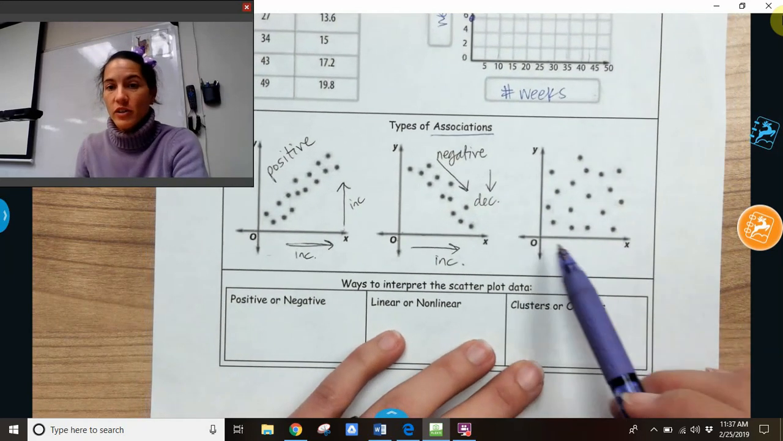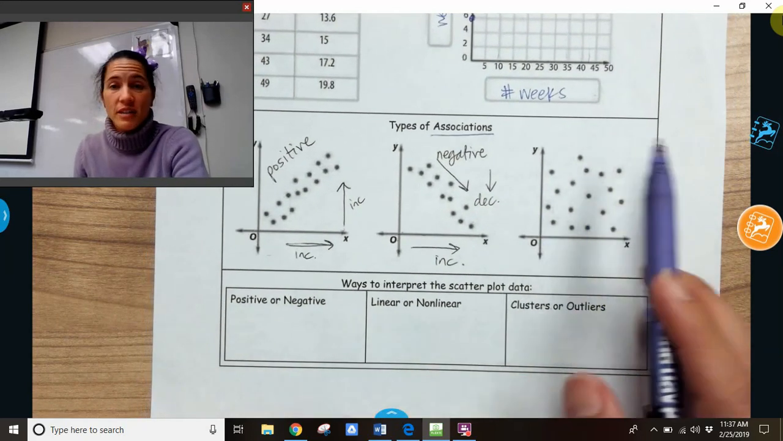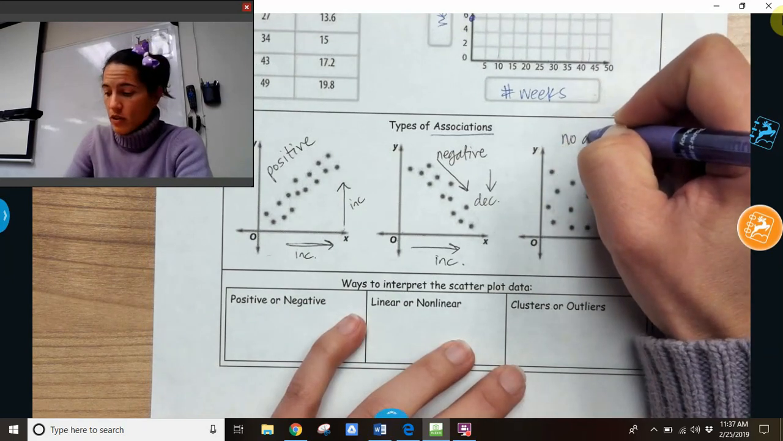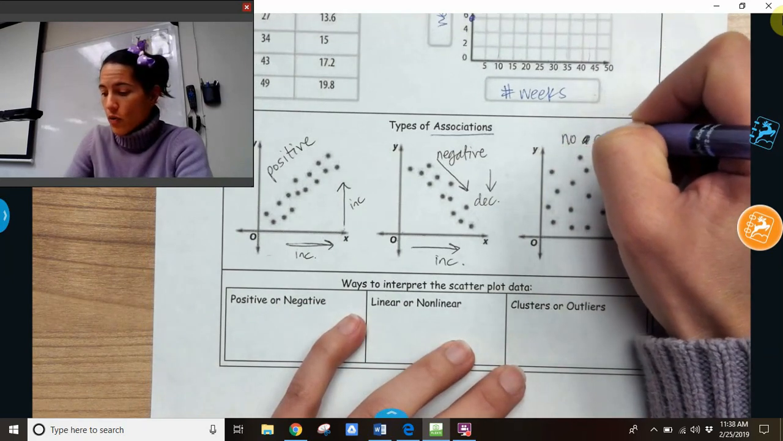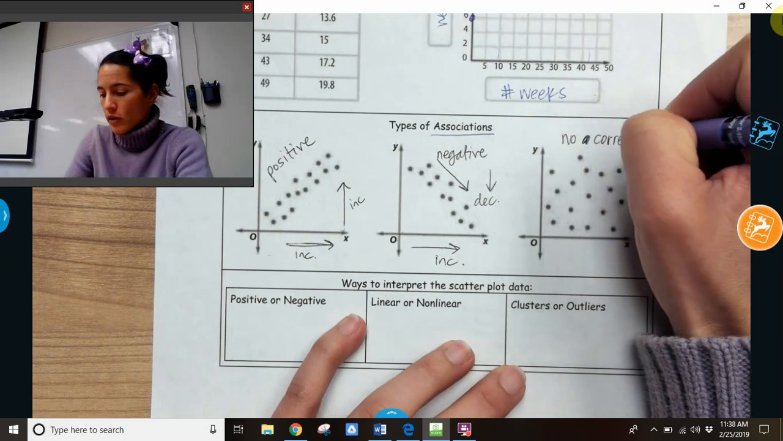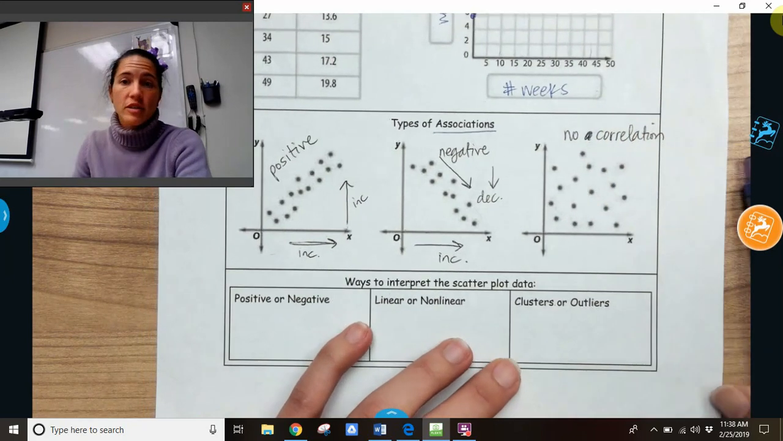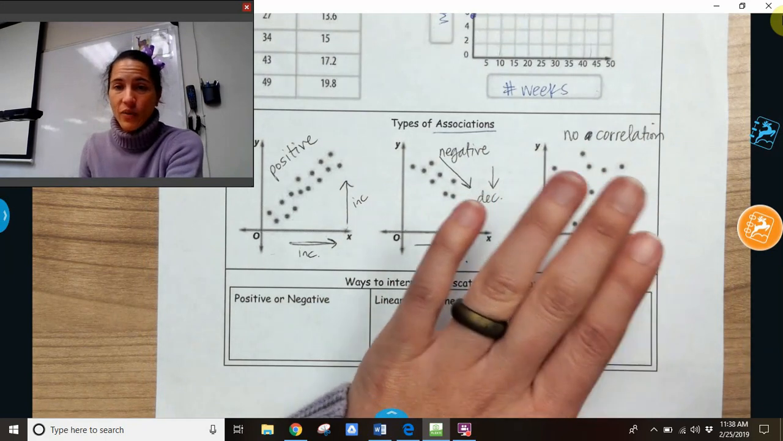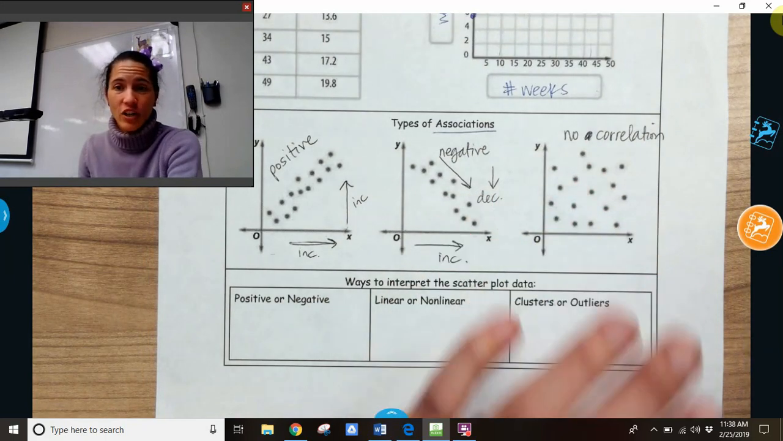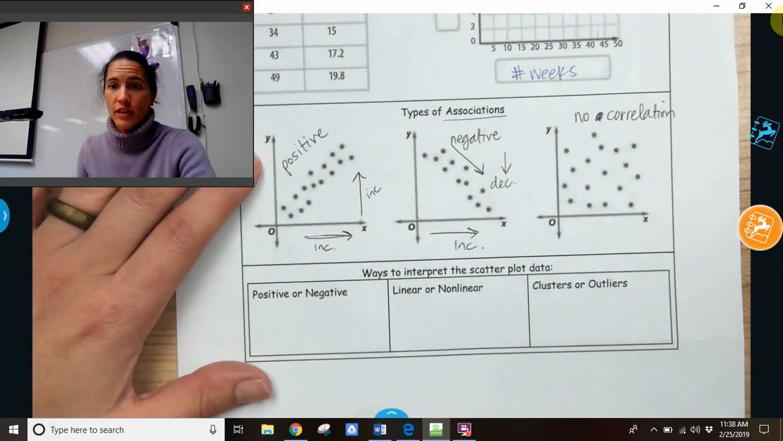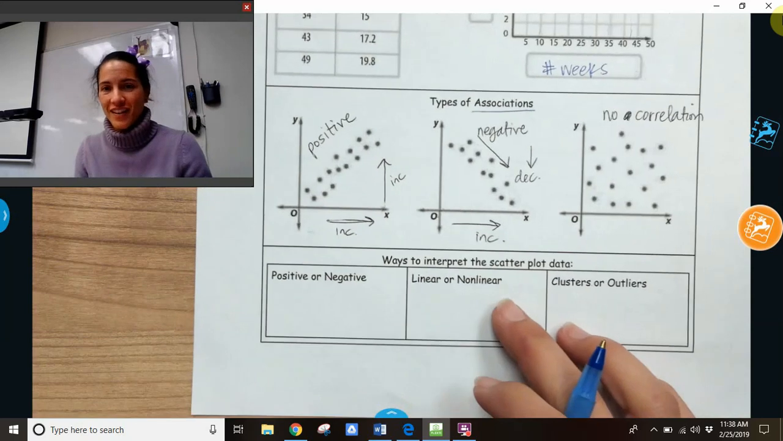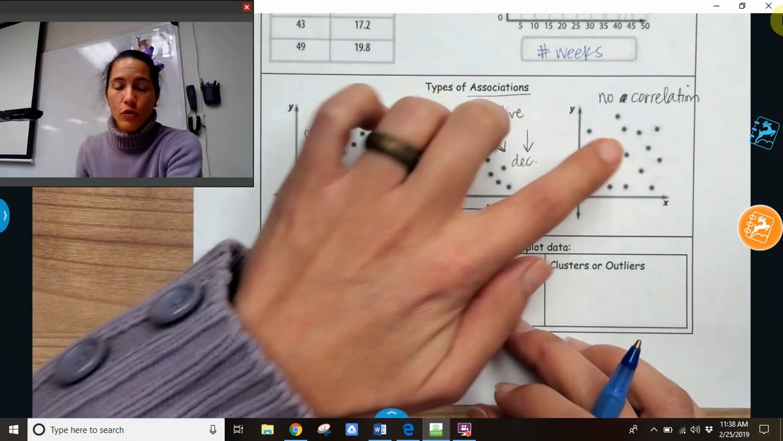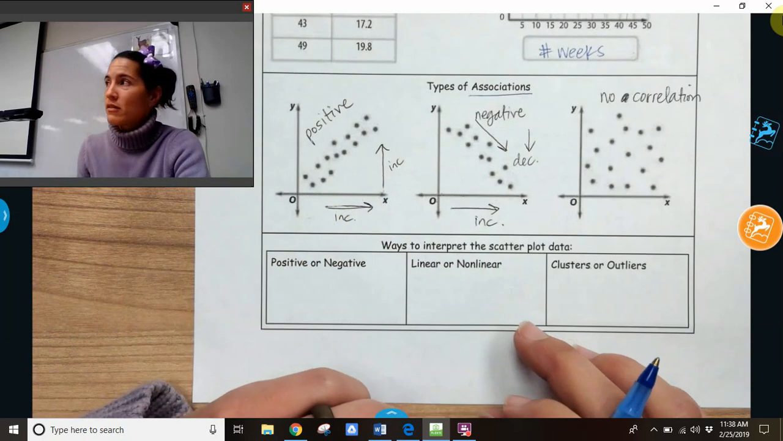And in this third one, we just have dots all over the place. I don't know what this data is, but this would be no association or no correlation because there's no pattern in this data. We can't say if it's increasing or decreasing. So that would just be no correlation or no association. So it's important for you to know if there's a positive or negative or no correlation association.